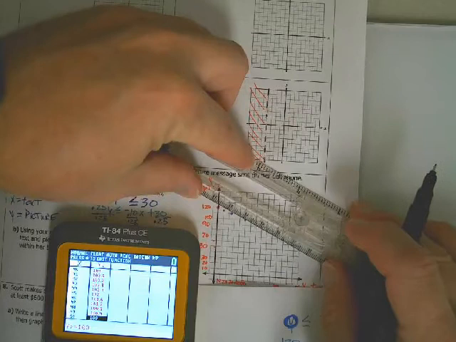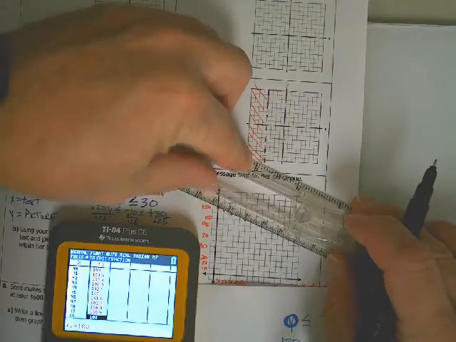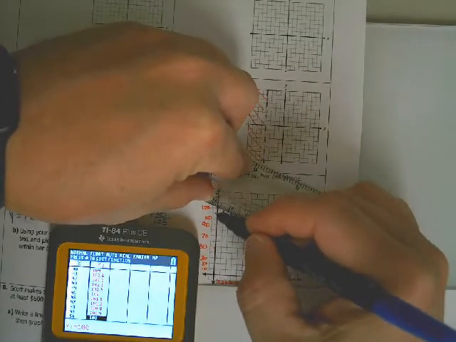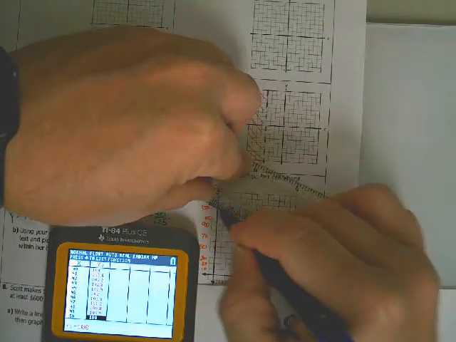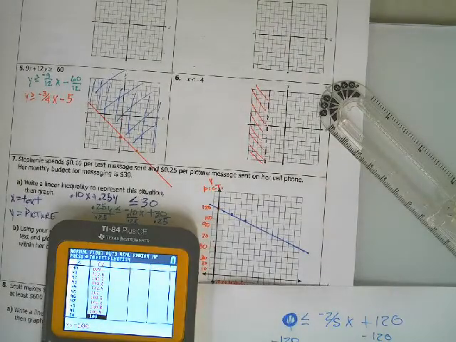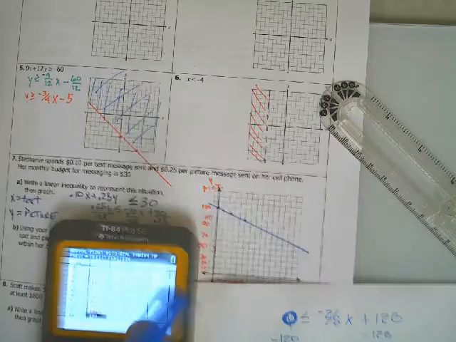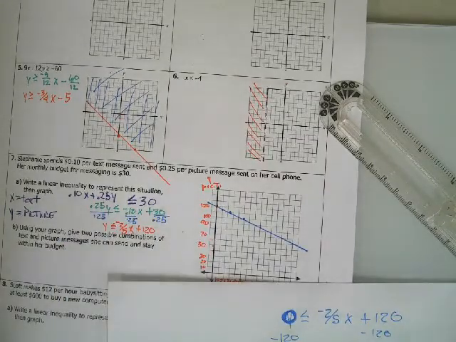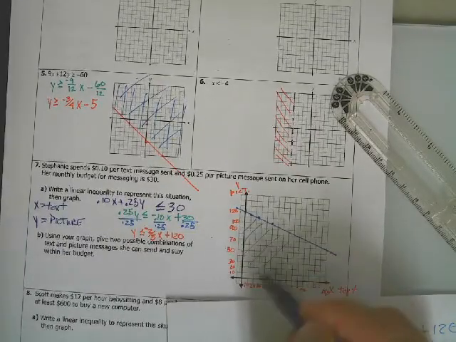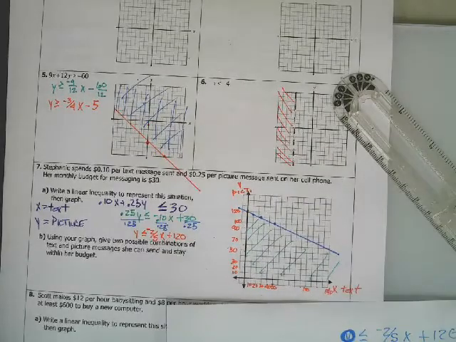It's kind of hard to plot that, but anyway, the graph is going to look like this. It's a solid line as it's less than or equal to, and we're going to shade below the line here because it's less than. Anything down here is going to keep you below $30.